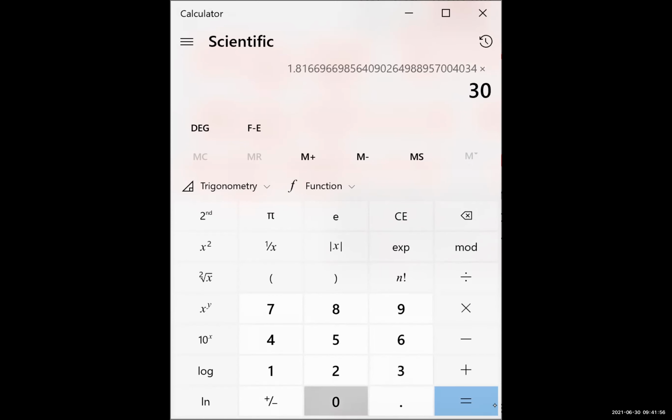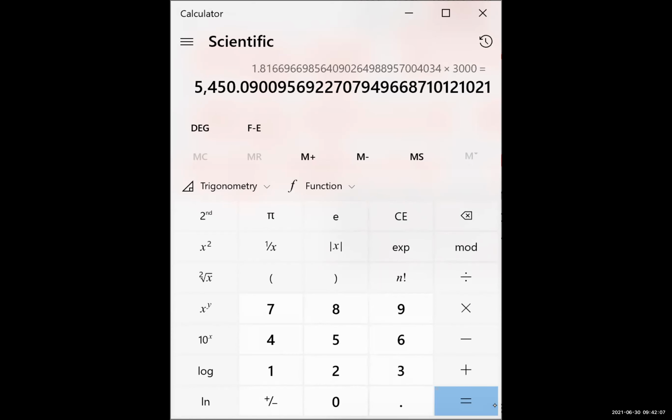Multiply that by 3,000. Oh, not 3. There, okay. This undo key is a wonderful invention. And then you put the equal sign and you see $5,450.09. Okay, so that's how you can do these problems on your calculator.